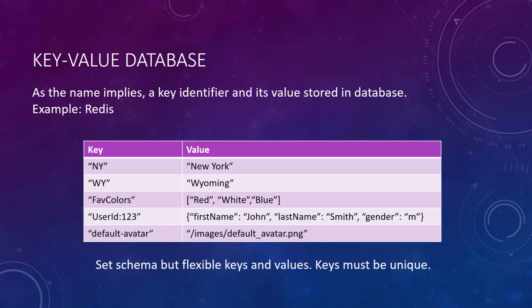So the key here is that the schema seems to be fairly set, but both the keys and values are very flexible. Even keys are flexible because there's no rule that says they all have to be strings. We can actually use numeric values. The only requirement is that the keys must be unique. So if I decide to use WY key again, I couldn't. There's only one entry for WY whose value is Wyoming, and that's it.